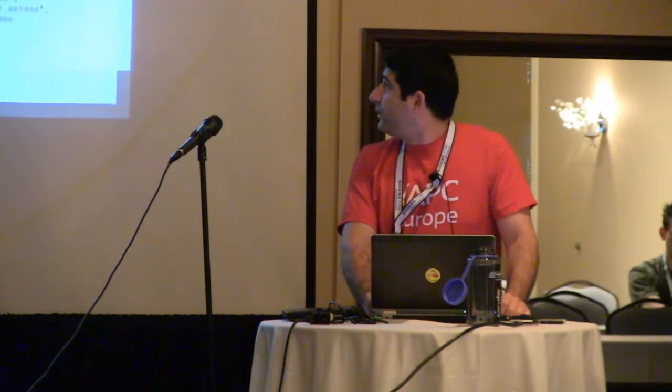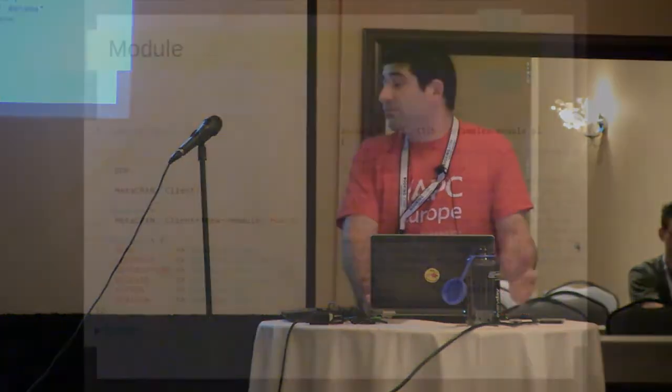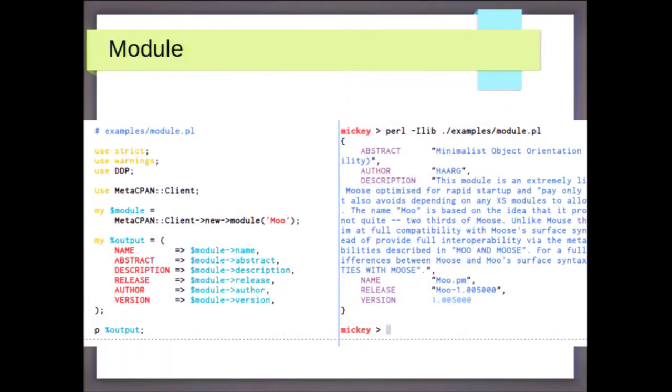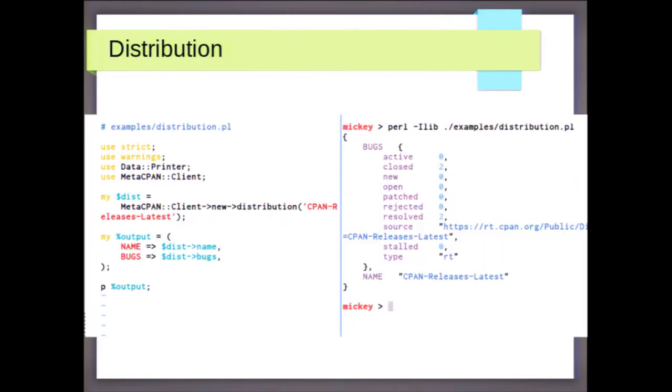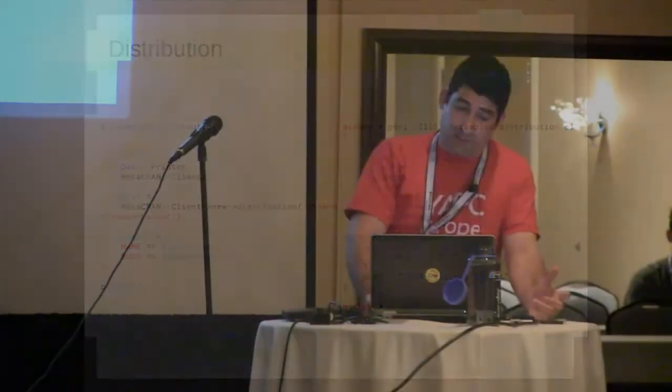Same way, I'm going to run quickly over it, is a module. Again, give it a module name. You'll get back an object, a distribution. In this case, I just chose to show the name and the bugs structure that comes out of the Elasticsearch, but there are more fields in there. You can also request the raw data if you really need the Elasticsearch output.